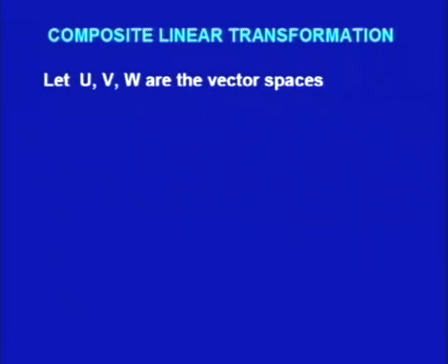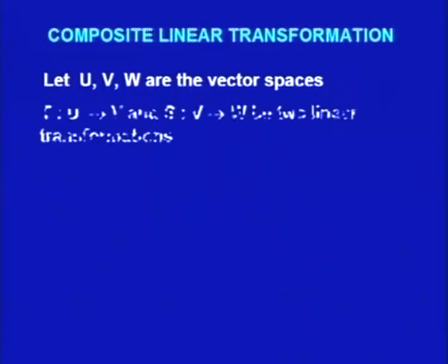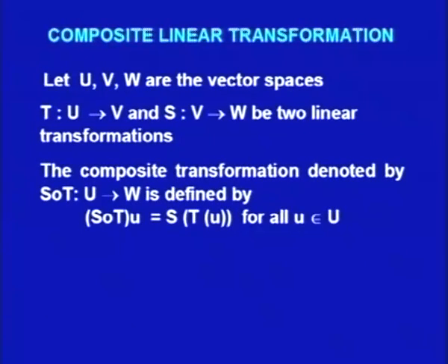Then we come to composite linear transformation. For this we need three vector spaces U, V and W. So let U, V, W be vector spaces, and we have two transformations T from U to V and S from V into W. Then the composite transformation, which we denote by S composite T, from U to W, is defined as S o T, or we call it S composite T, of u is equal to S of T u for all u belonging to U.